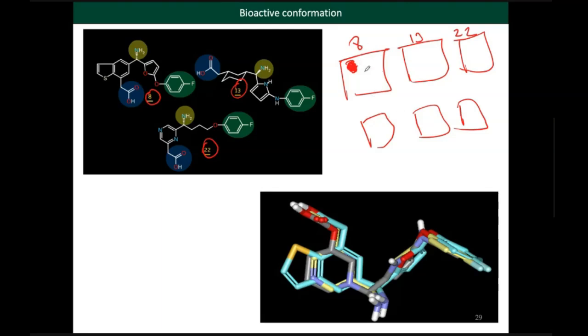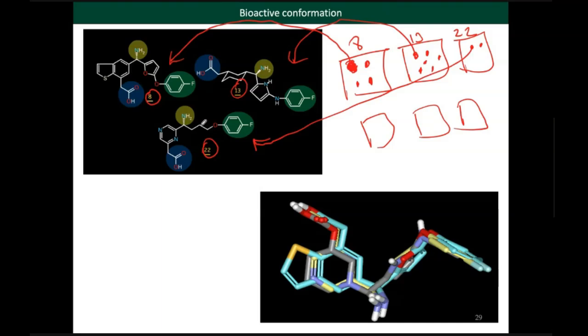So molecule 8 will be present in different conformations, say all low energy conformations. These are the low energy conformations of molecule 13, and these are the low energy conformations of molecule 22, and so on. So say this is one conformation of molecule 8, this is one conformation of molecule 13, and this is one conformation of molecule 22. Hope that is clear, right?